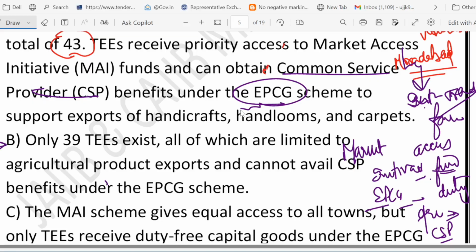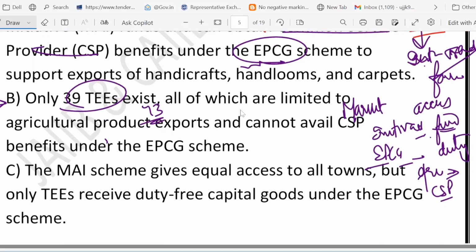What about option B? It says that only 39 TEE exist, all limited to agriculture and no CSP benefit. This is wrong. The number is not 39, rather it is 43. And TEE are not restricted to agriculture. In fact, handicraft, carpet, handloom are the major beneficiaries of TEE. That's why option B is wrong.